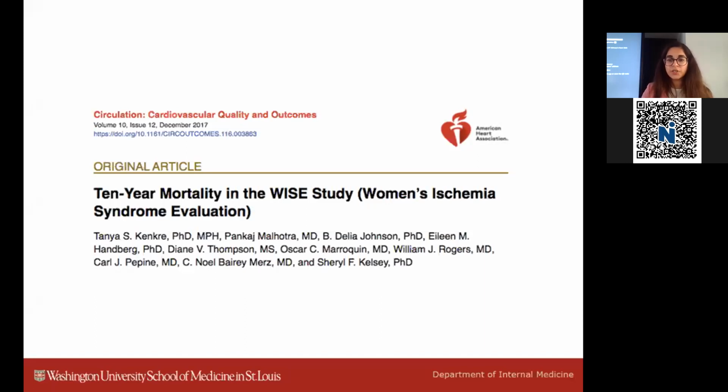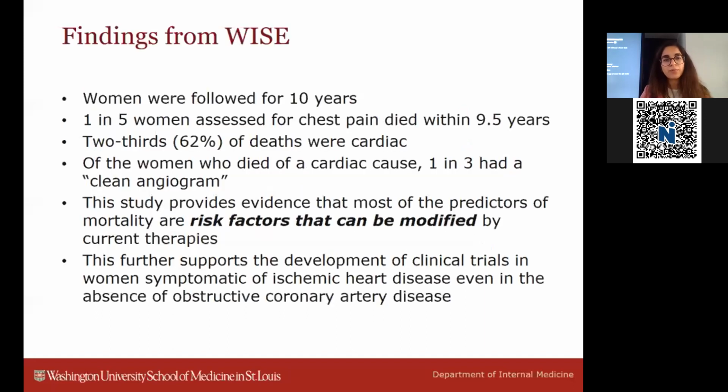So what was the WISE initiative? There were 936 women that they picked who had presented to the ER with angina or chest pain. All of these women underwent a coronary angiogram to evaluate for signs of ischemia. And the results were pretty impressive. After being followed for 9.5 years, 1 in every 5 women assessed for chest pain in that ER and who got that coronary angiogram died within 9.5 years. Almost 2/3 of deaths were cardiac. Of the women who died of a cardiac cause, 1 in 3 actually had a clean or negative coronary angiogram.